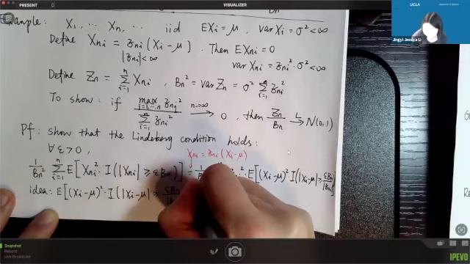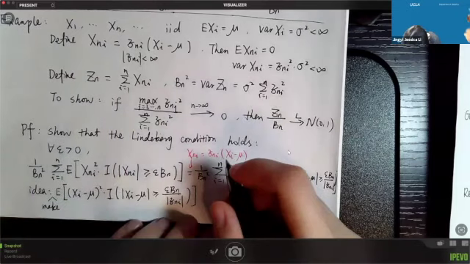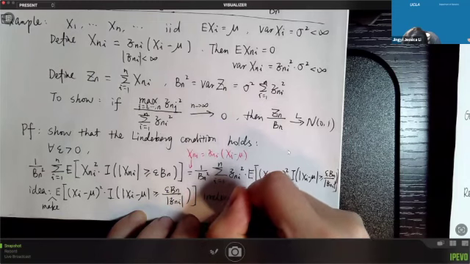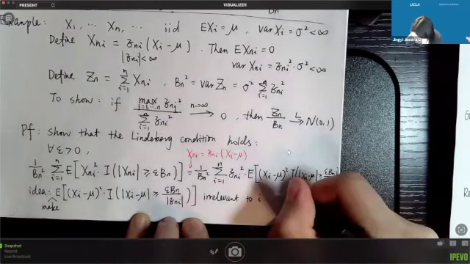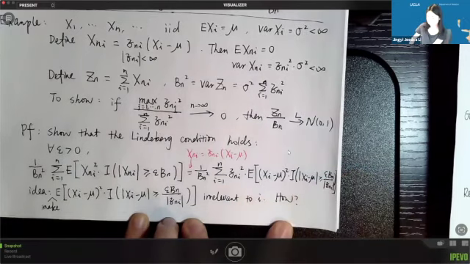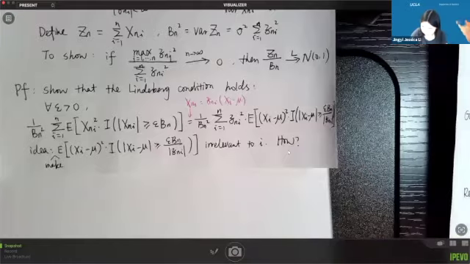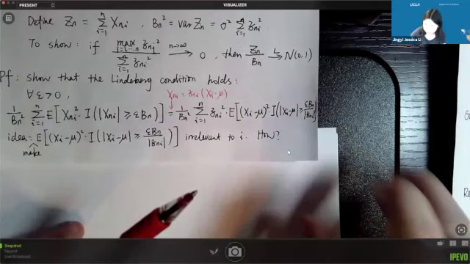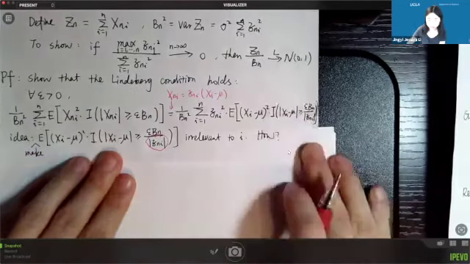Okay, so the idea is to make this irrelevant to i. And the question is how? Okay, so here is the trick. So let's examine the term, right? Here the key is to make this part not related to i, and then we're done.